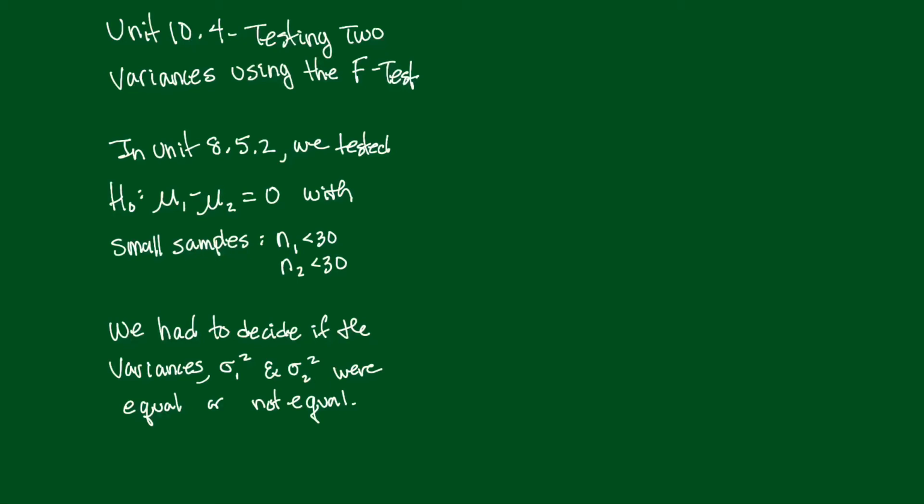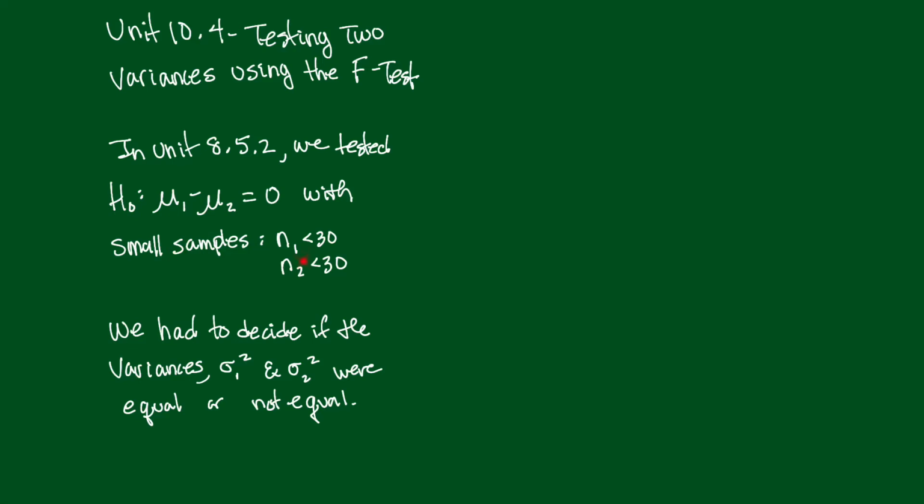This is Unit 10.4 on testing two variances using the F-test. Now back in 8.5.2 we tested this hypothesis that the two means were the same. In other words, that mu1 minus mu2 is 0. No difference between the two means, or mu1 equals mu2. And we did it with small samples, right? So we used a t-test.